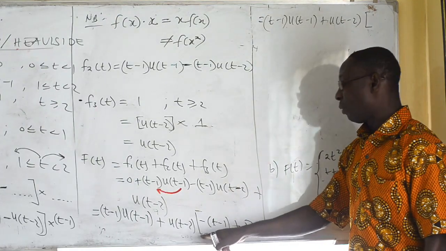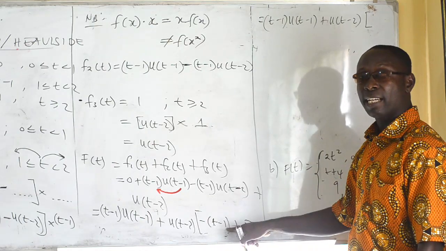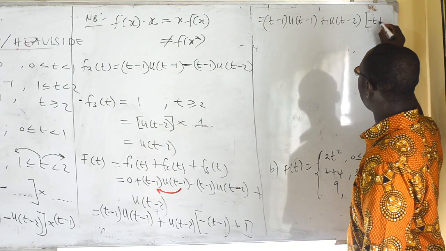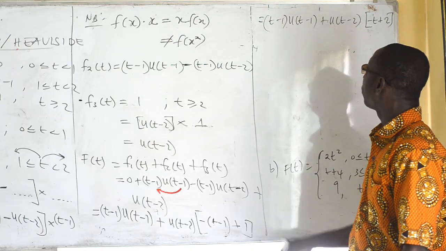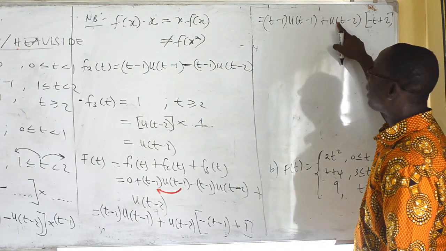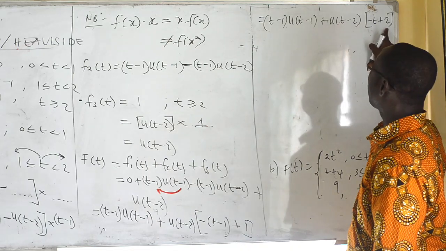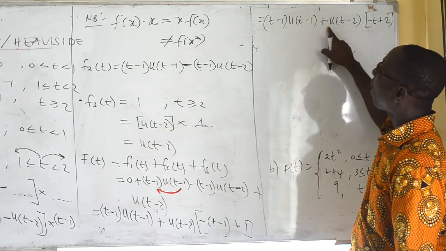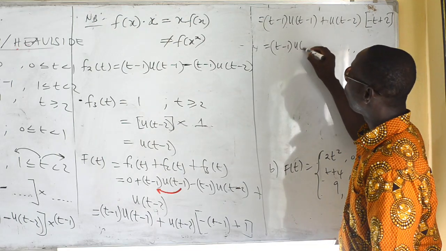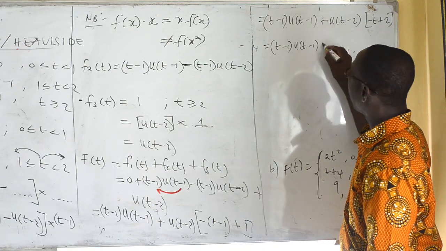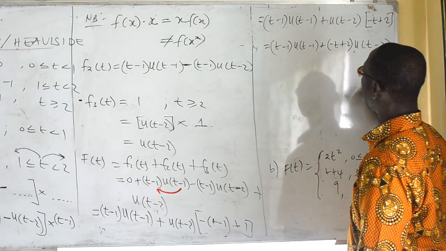We're trying to simplify what is in the square bracket. This is negative t plus 1, plus 1, so negative t plus 2. But we learned that every time I multiply the function by the unit step, the function goes back. So we're going to have t minus 1 u(t minus 1). This comes back, plus negative t plus 2 u(t minus 2).